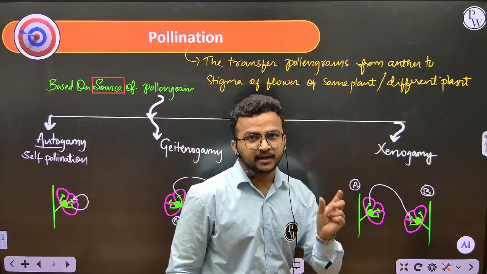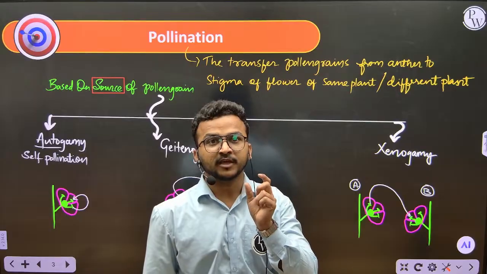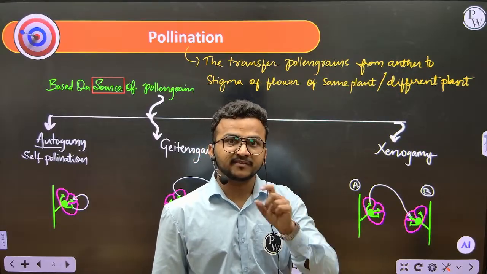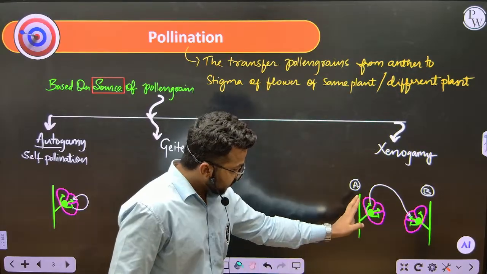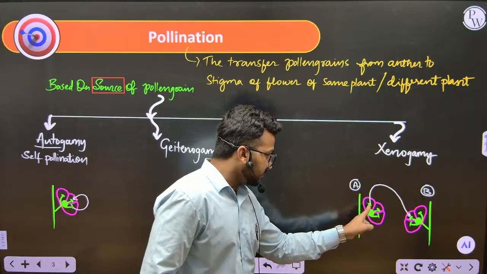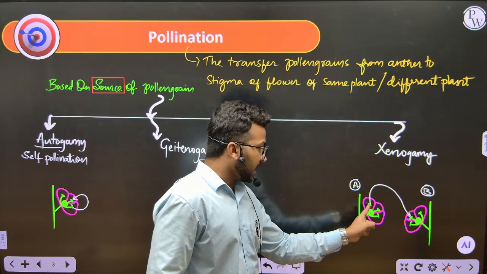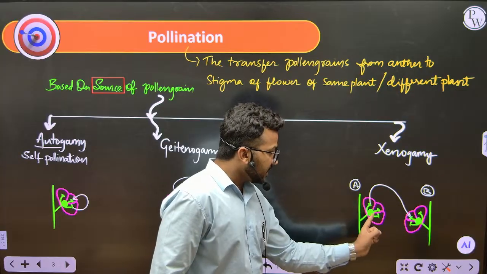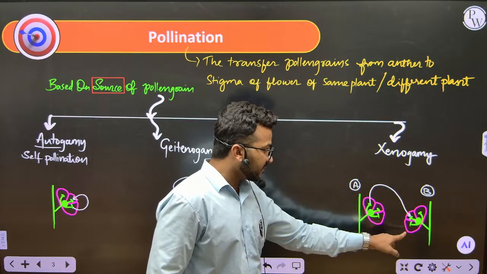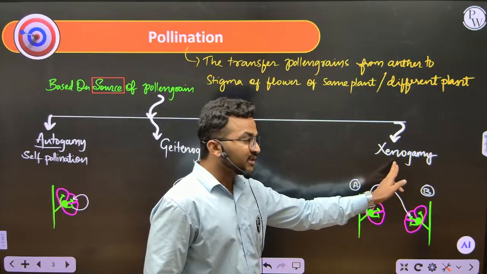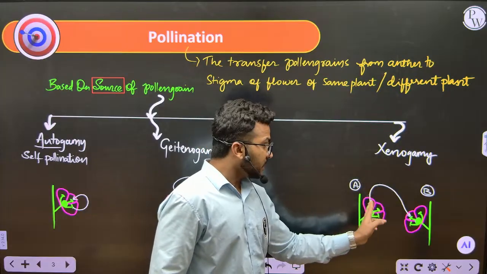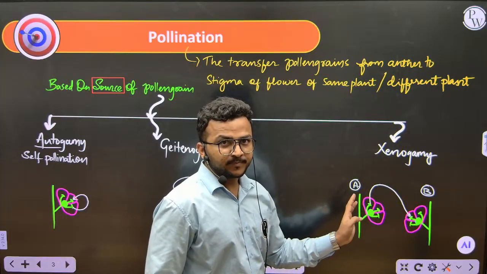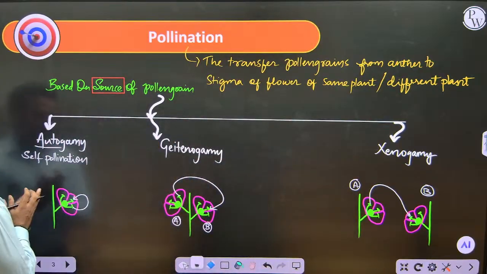In 11th standard, you have learned the biological concept of species in the living world chapter. So here the transfer of pollen grains from the anther to the stigma of a different plant of the same species takes place. This we call xenogamy, cross pollination. So we'll discuss one by one now.